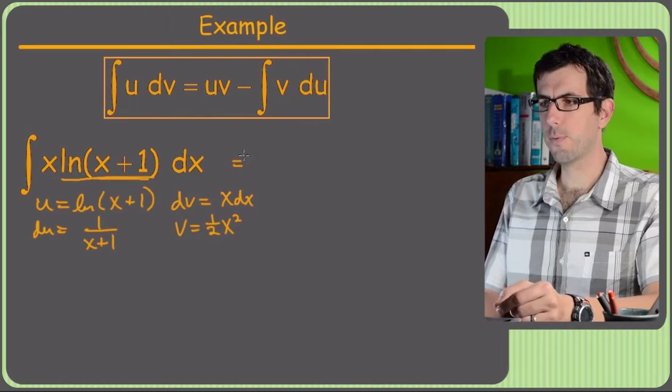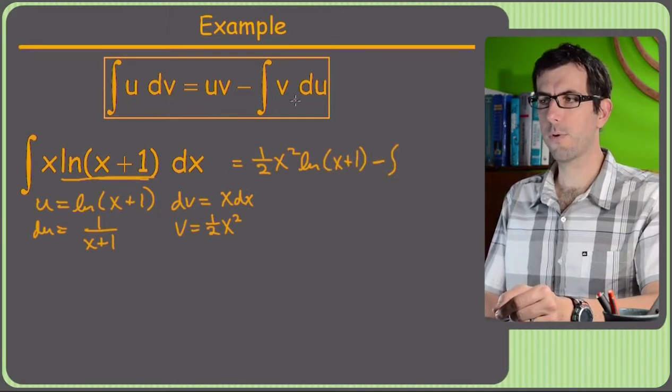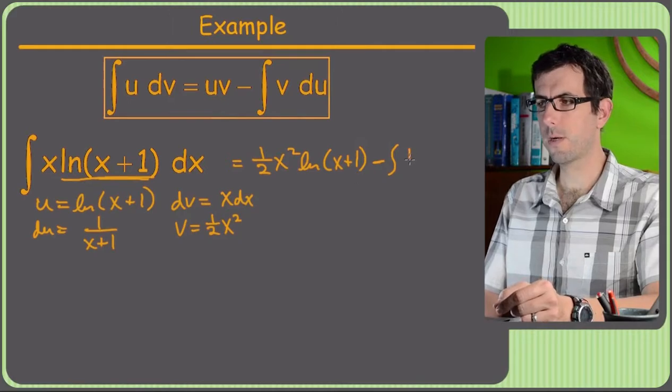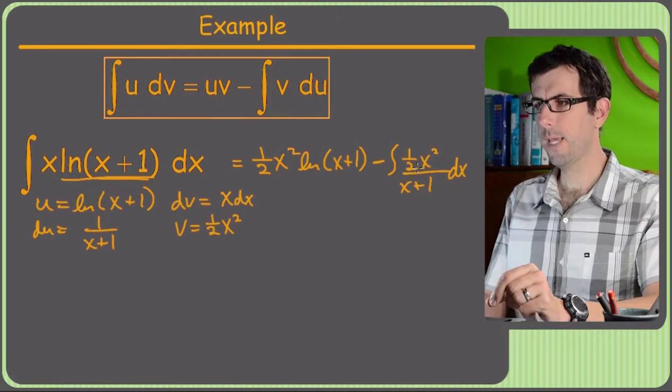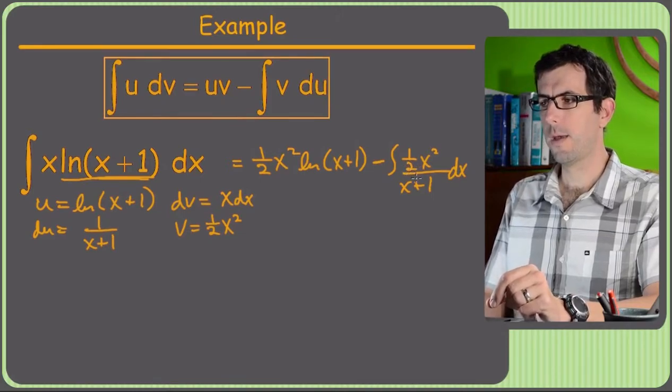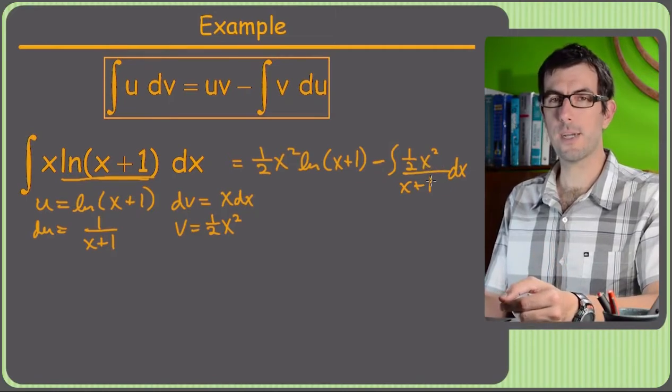It's really vu, so it's 1/2 x squared times ln x plus 1 minus the integral of v, which is 1/2 x squared, du. All right, now this is funky, I think you'll agree. Because the problem is, well, it's just bad. I can't really do anything with x plus 1 downstairs.